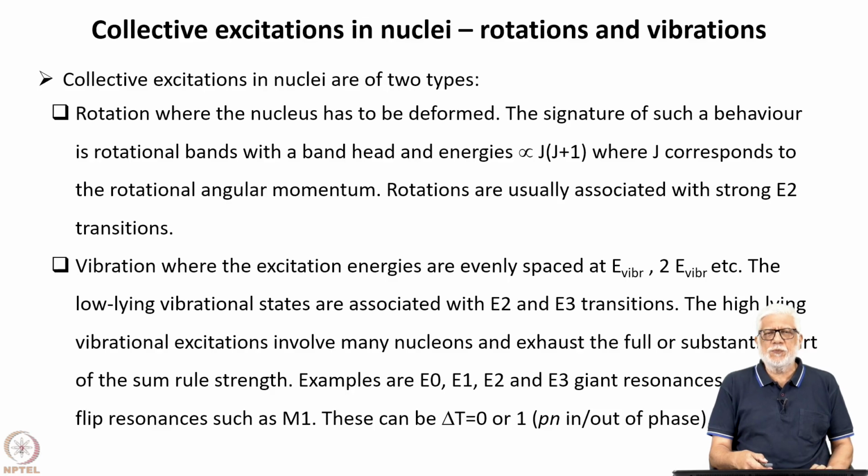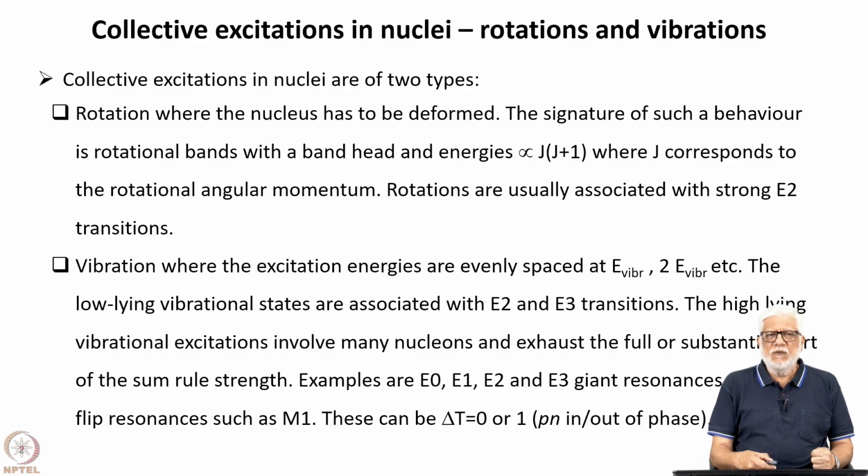If the spin is half integral, then you can also have M1 transitions, or if the band head is integral in spin but non-zero, then also you can have M1 transitions, and they can compete with E2 transitions. It depends on the structure of the nucleus whether one is favored or the other is favored.